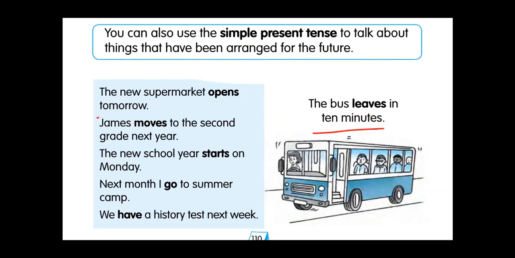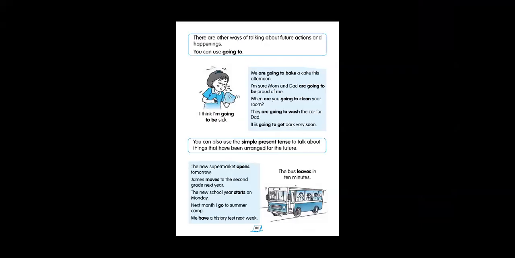Future action. The new supermarket opens tomorrow. So tomorrow is telling about a future action. Next year, next month, next week, all these words are denoting future actions. That's why it is mentioned in the future tense section. So don't get confused.